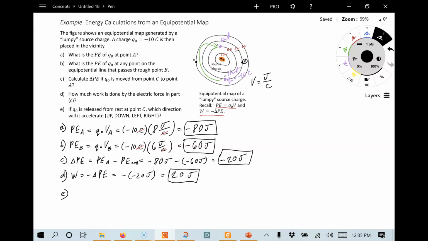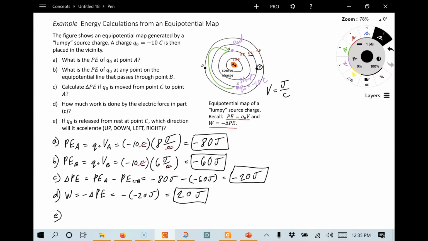All right, now in part E, we're going to consider how this charge, Q0, would move if it were placed at point C. So we've got it at point C again here. And we're going to consider how it is going to move if we just release it from rest. So here it is, point C. Where do you think it's going to go? It's a negative charge, right? Well, it's going to be attracted to the positive source charge. It's going to move straight up towards that source charge. That's what we can expect. So up, that's the right answer there.